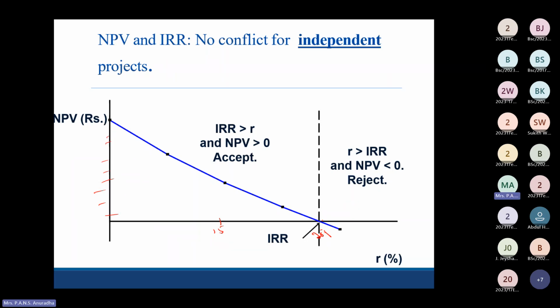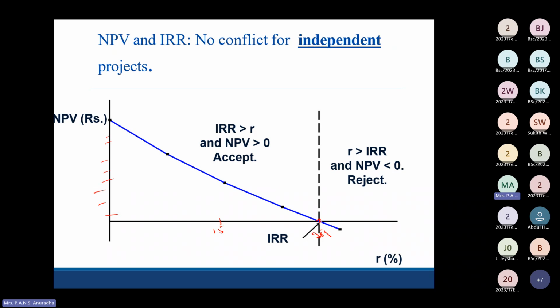Right? When the IRR is greater than the cost of capital, there is no disagreement, no conflict between the IRR and NPV, because both IRR and NPV say the project can be accepted. This is an independent project.